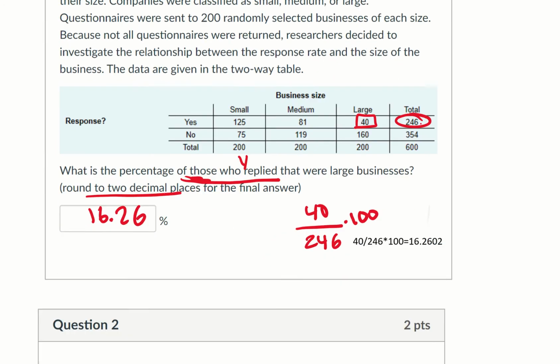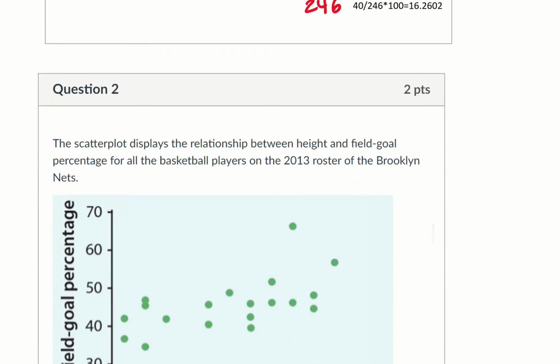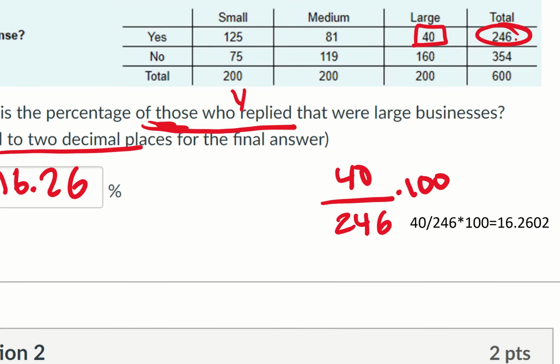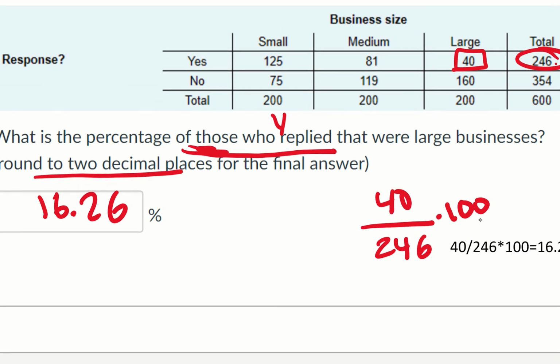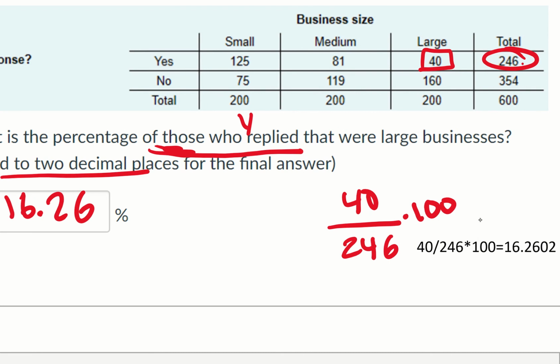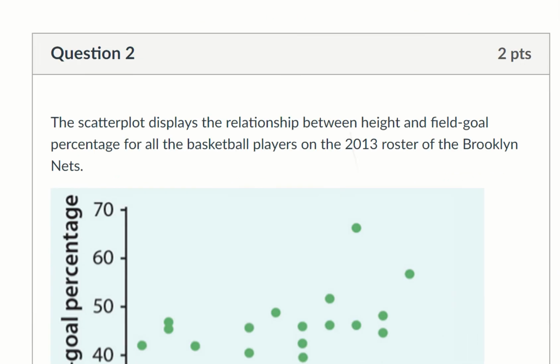All right, now let's look at one. Yeah, so there's another one that's going to be similar to that later on. We'll get to that. But what happens if they end up changing this of those who replied, if they ended up changing it to percentage of large businesses, for example. If they said the percentage of large businesses that, for example, did not respond, then of large businesses, you would use this as a denominator. And then you would say of those large businesses that were surveyed, how many did not respond? Then you would use 160. Okay, just a little side example there.